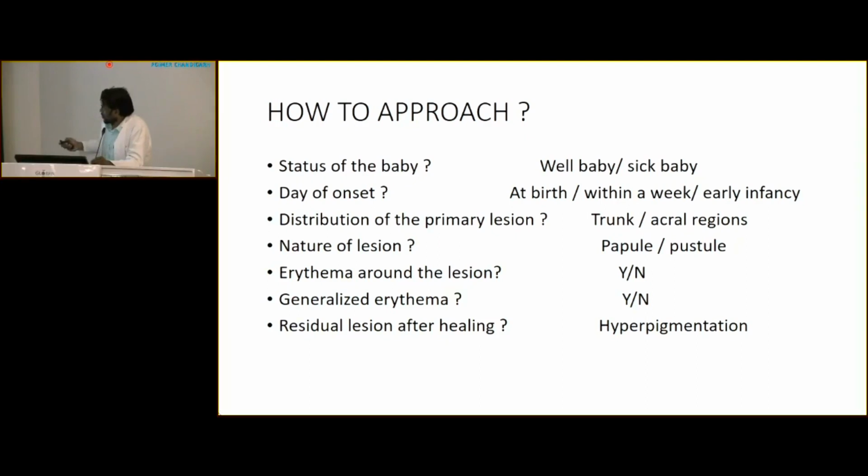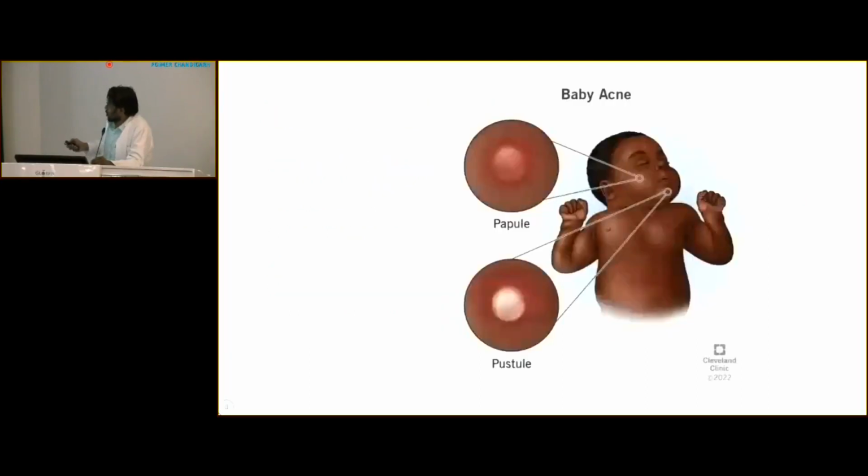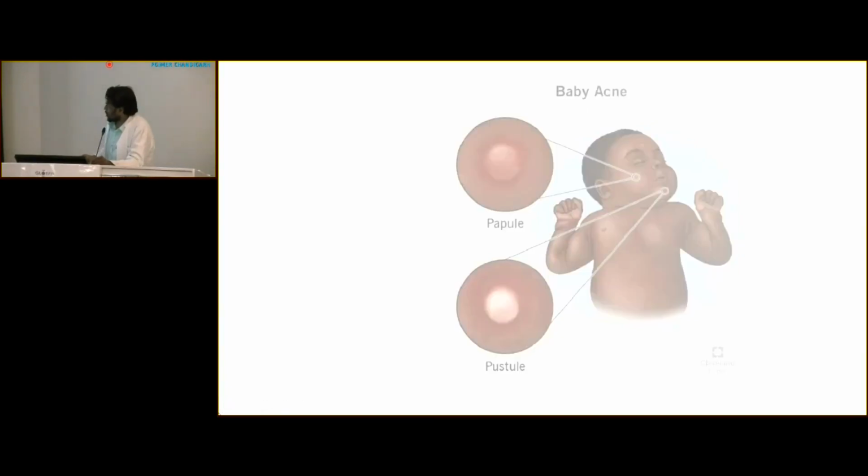First of all, for starters, what is a papule? What is a pustule? Cutoff values are from 0.5 centimeter to 1 centimeter, but the crux is that a papule is elevated and reddish, whereas a pustule is whitish. And with this basics, we'll move further.